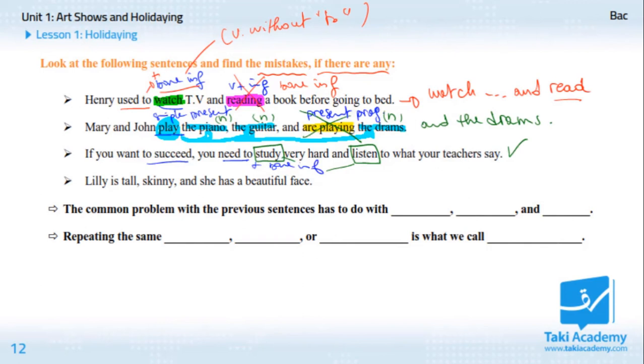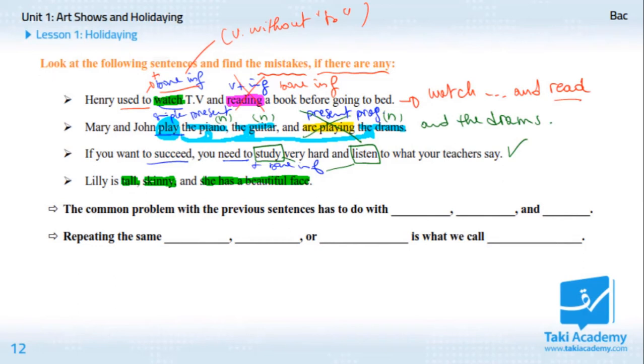Now we move on to the last sentence. Lily is tall, skinny, and she has a beautiful face. Let's highlight the keywords. Tall, skinny, and she has a beautiful face. Okay. What do you think? Is there a problem with this sentence?